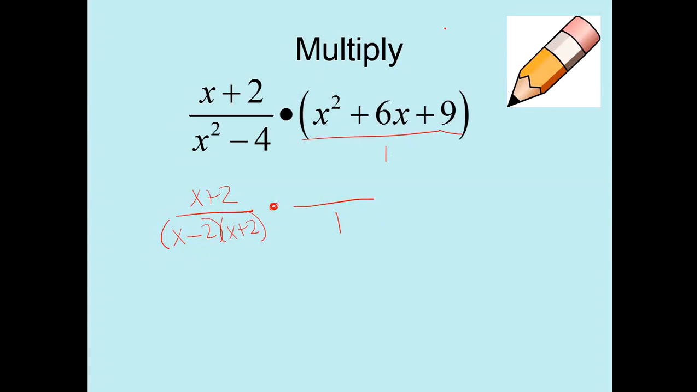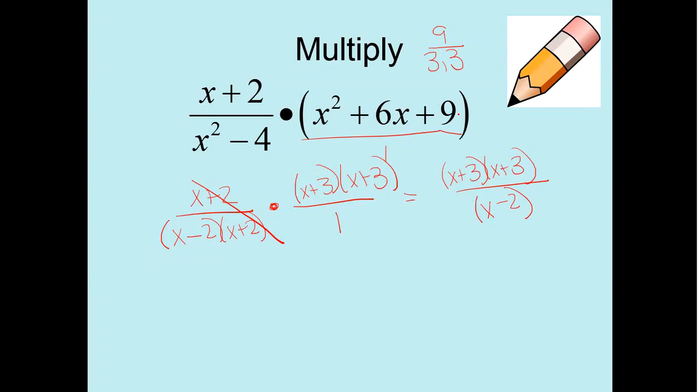My AC is 9. So it looks like I'm going to have a 3 and a 3 ultimately, right? Because 3 plus 3 gives me 6. So I can make this x plus 3, x plus 3. Now let's see if we can cancel. Looks like the x plus 2's are going to cancel off. That's about all. So it looks like I'm going to just have the x plus 3's left behind on top. And then on the bottom, 1 times x minus 2, which is just x minus 2 ultimately. So my final answer should be x plus 3 times x plus 3 over x minus 2.